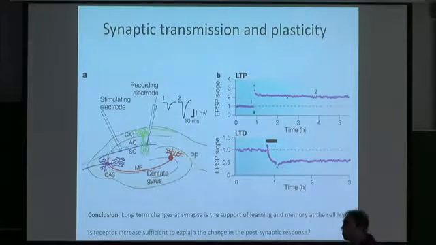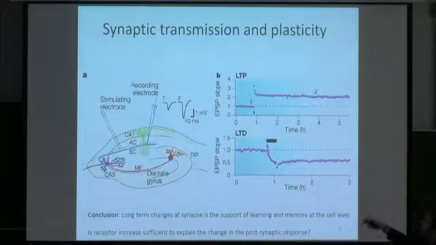Now, under some specific protocol, for the same stimulation, after you do this protocol, you generate a current which is much bigger, and this is stable over time. And you can reverse this. That is, you can go from this to this stage by a different protocol, and this is called LTD.